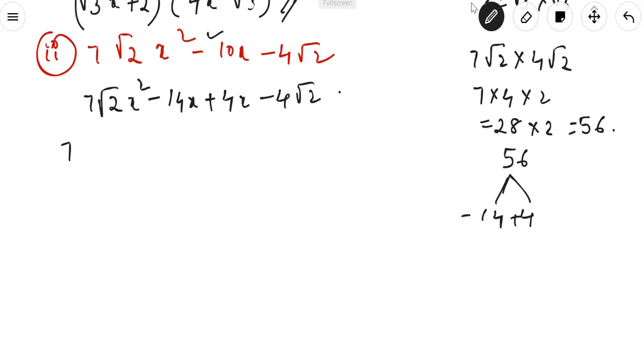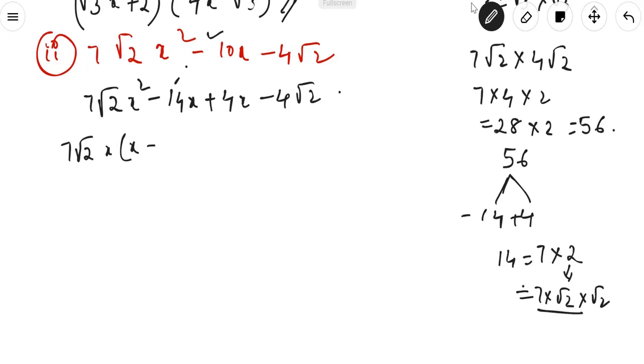Can I take 7 root 2 common? Yes, I can take 7 root 2. X also I can take outside. So if I take x outside, what am I going to get? X here minus. So see here, how can I write 14 here? 14 I can write as 7 into 2. But 2, how can I rewrite it here? I can write it as 7 into root 2 into root 2. What if I take this 2 outside, what is left? Root 2 is left. So this becomes root 2.